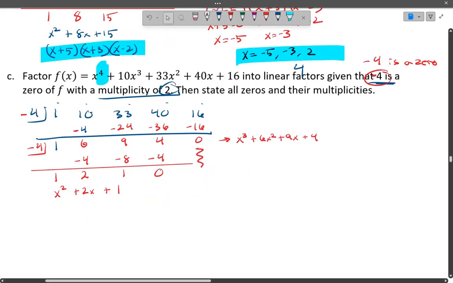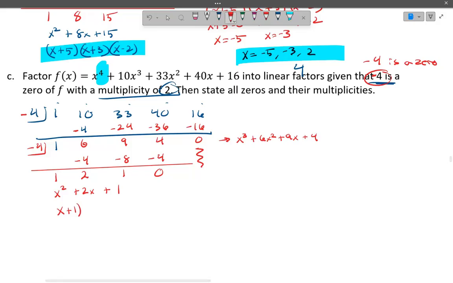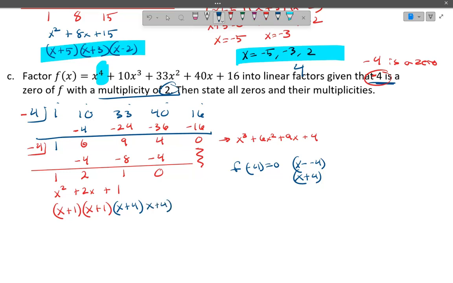So now we just need to factor this. So we have a product of 1 and a sum of 2. That's going to be x plus 1 and x plus 1. And then our other factors, of course, since we have f of negative 4 equals 0, that means that x minus negative 4 is a factor. So we have a factor of x plus 4. So our linear factorization is x plus 1, x plus 1, x plus 4, x plus 4. And we're going to write this in a shorthand of x plus 1 squared and x plus 4 squared.